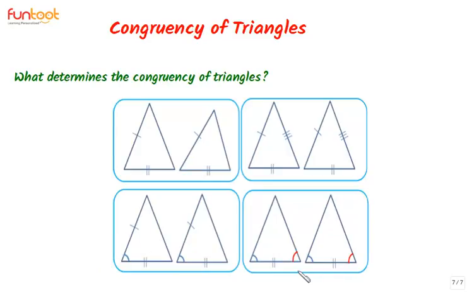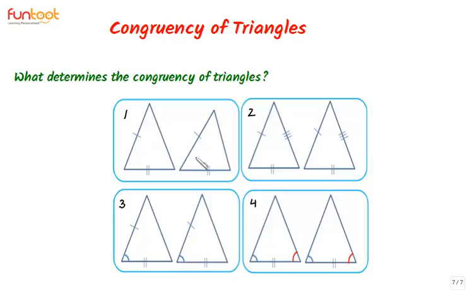Now let's learn what determines the congruency of triangles. Here we will see what are the conditions for congruency of triangles. We are given 4 pairs of triangles here, and we have to find the congruent pairs from these. How do we decide the congruency of triangles in each pair? We will number these pairs as 1, 2, 3, and 4. Let's discuss the first pair.